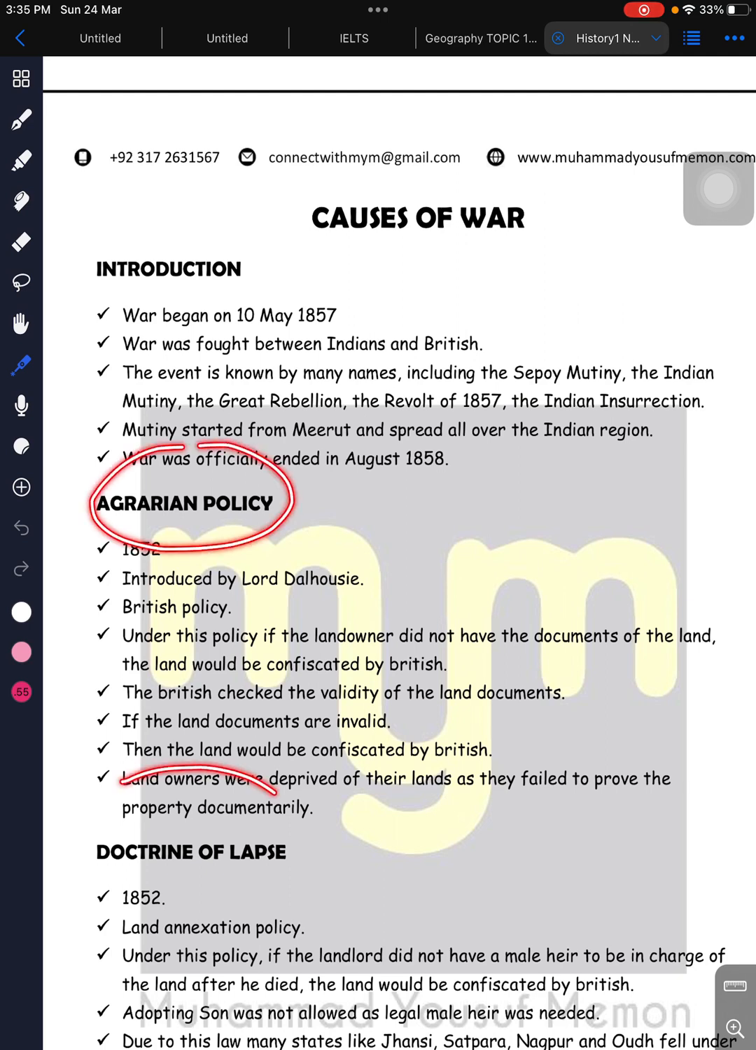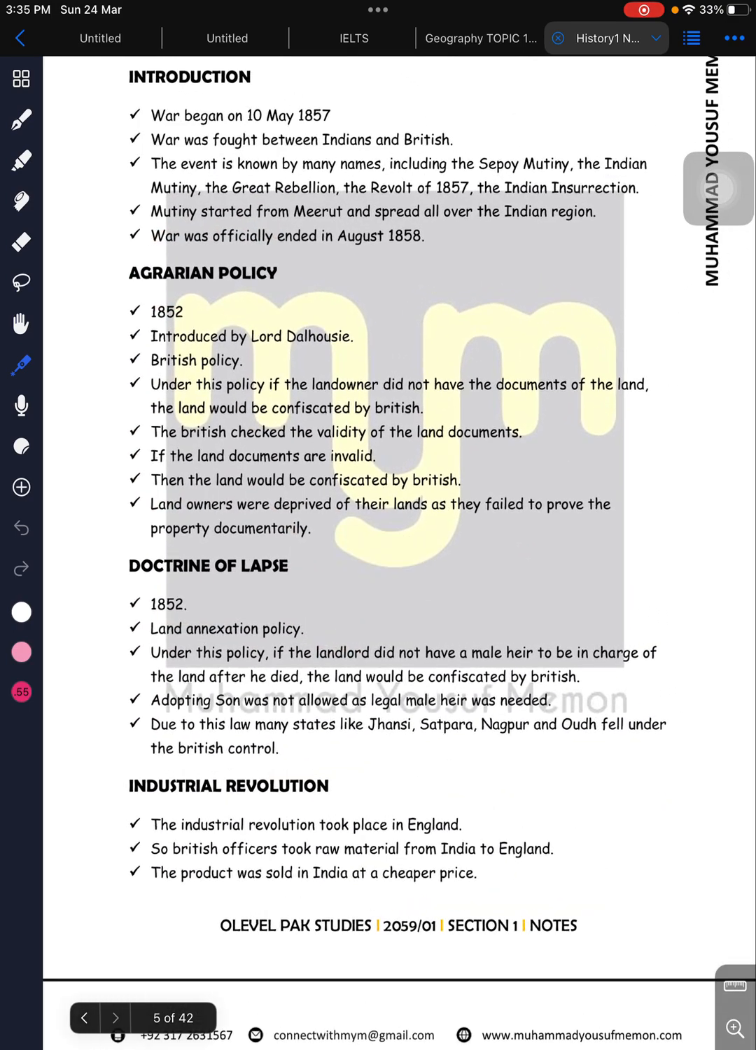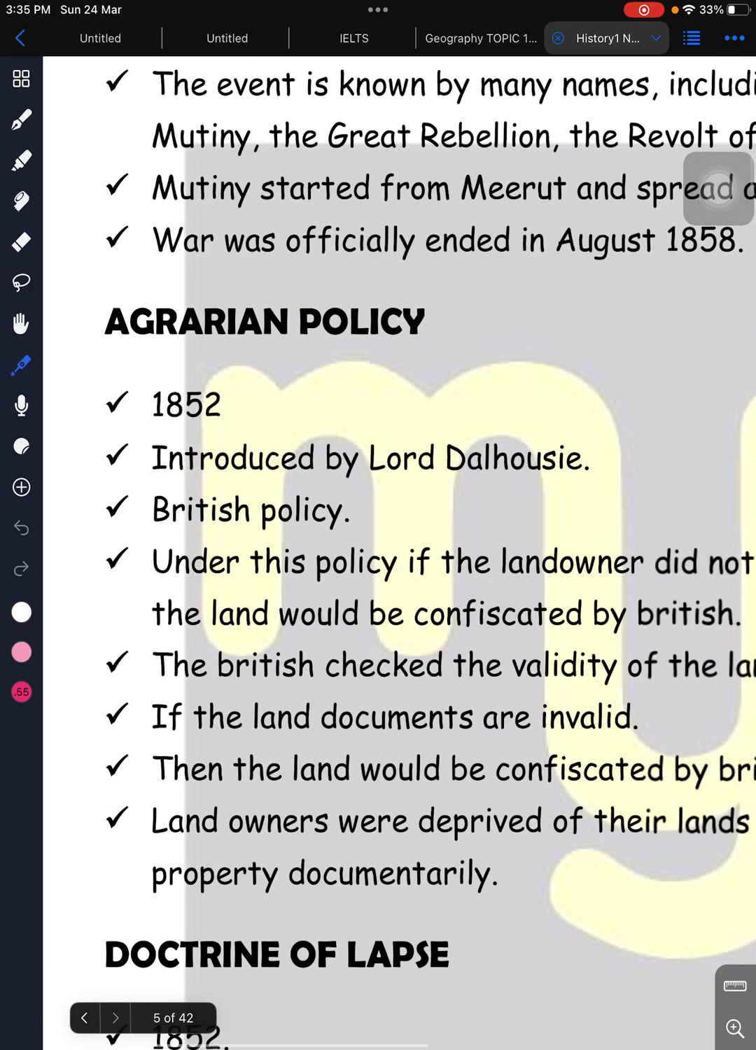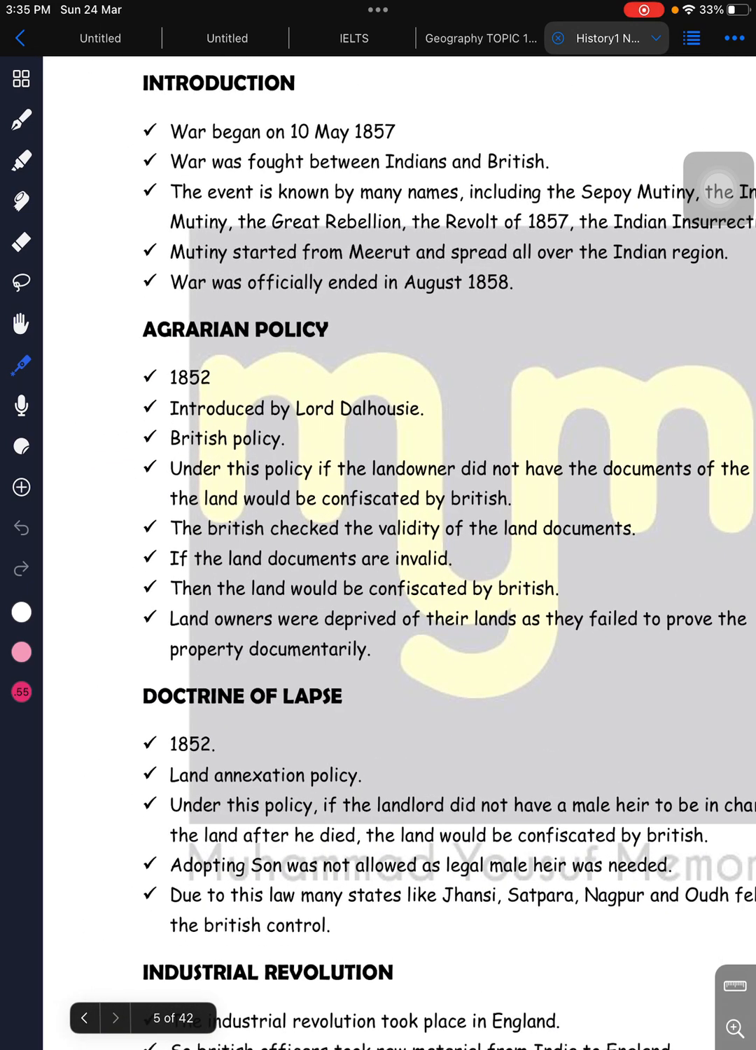Then we had some policies, the reasons. Okay, so now we'll focus on some reasons. First reason, we had the agrarian policy. It was a policy made in 1852 by the British, by Lord Dalhousie. He was the British Governor General.